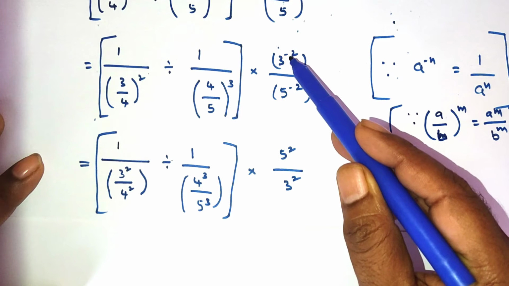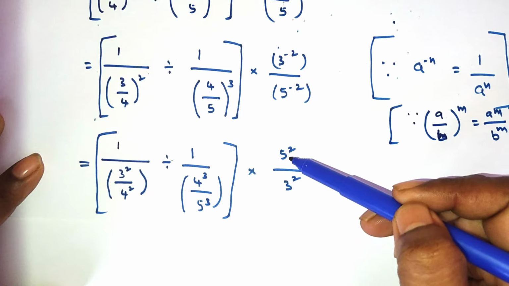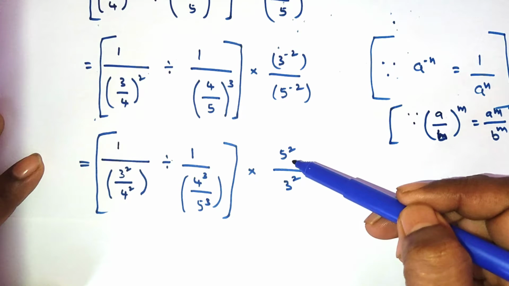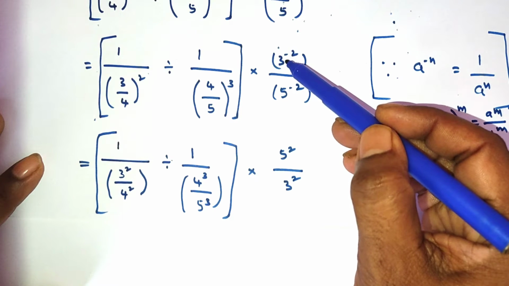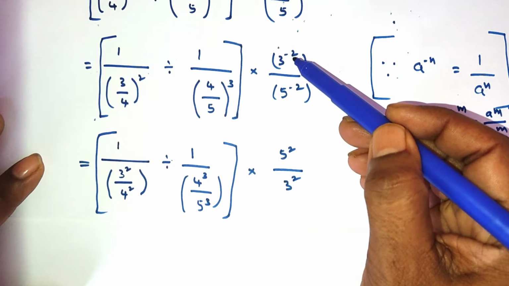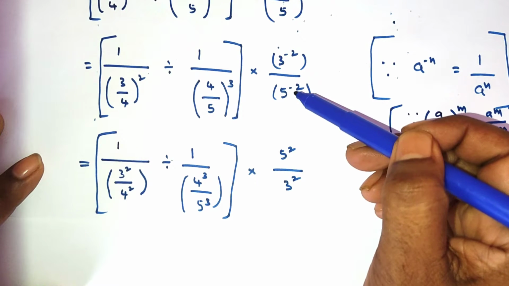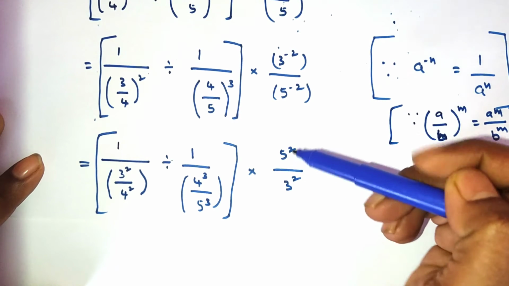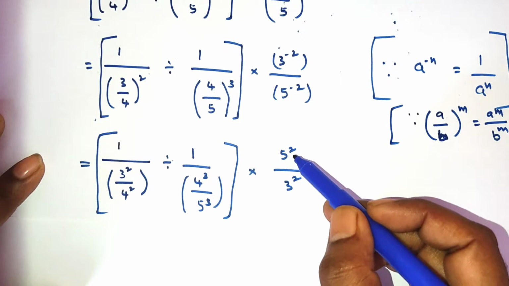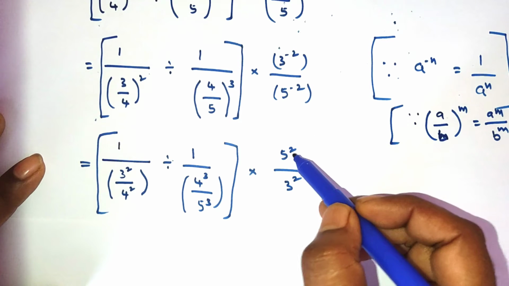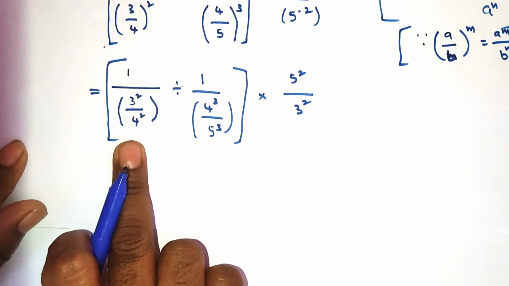See, here exponents are negative. By reversing these two things, we got exponents positive. This is the numerator: 3 to the power of minus 2 is the numerator, and we have written it as the denominator. 5 to the power of minus 2 is the denominator, and we have made it the numerator. Upon reversing these two things, we got positive exponents. Let us simplify this part further.